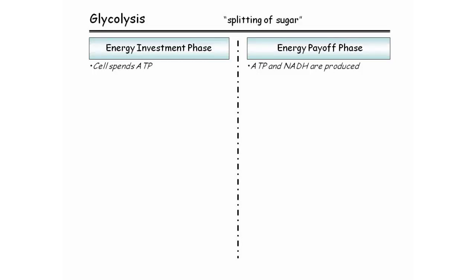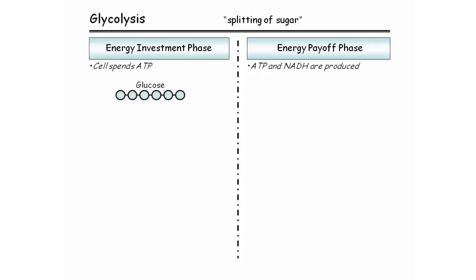In that phase, we will be required to actually invest or spend a little bit of ATP that we already have inside the cell. This is going to help us get over that activation energy barrier. Once we do that, by the time we get to the energy payoff phase, we will begin to get a return on our investment. So at that point, we will begin to make some ATP. We're also going to get some NADH produced when we collect the high energy electrons.